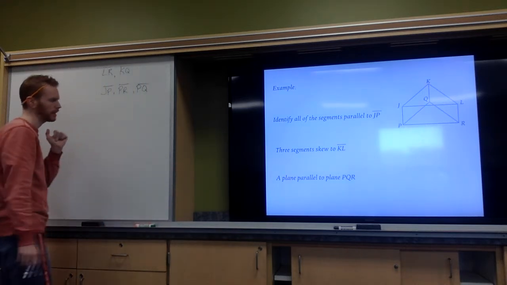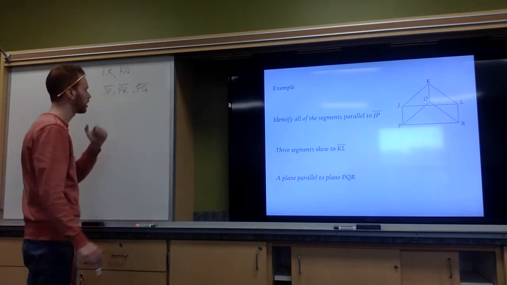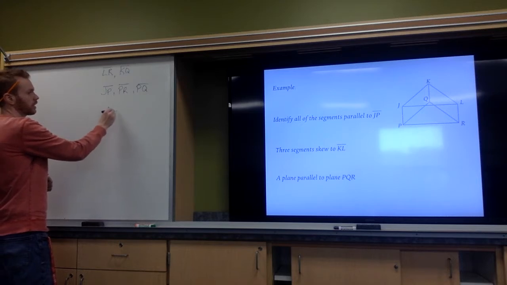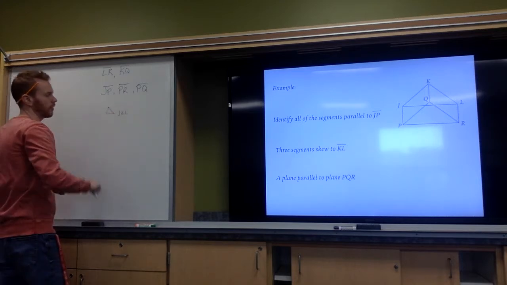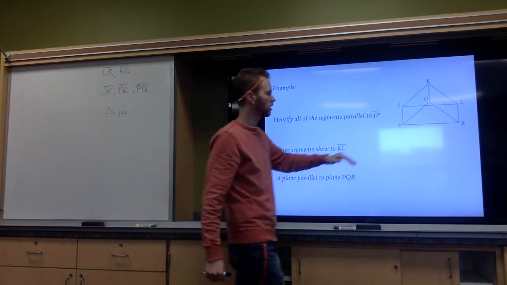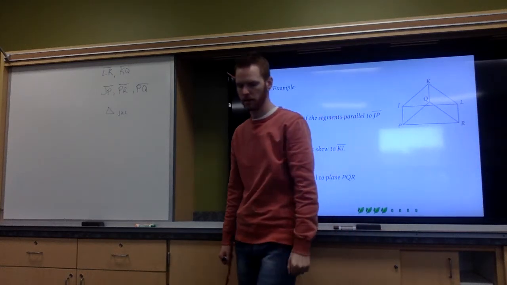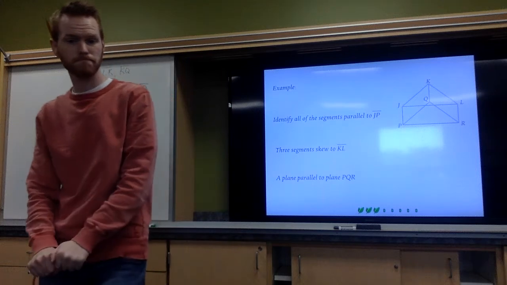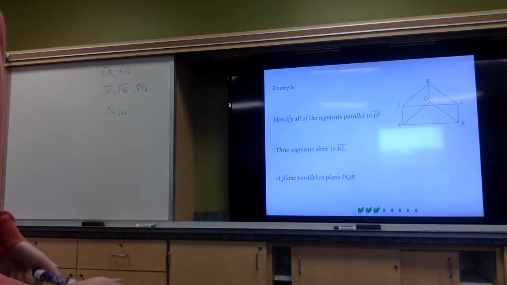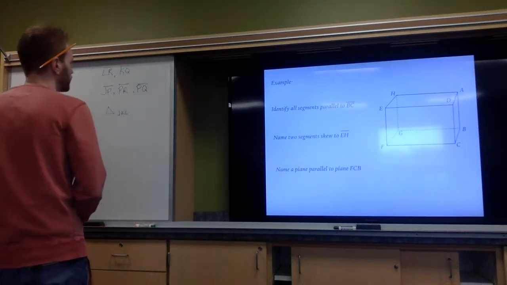And the last one, a plane parallel to PQR, that's the bottom of it. So that would be what? Triangle JKL. That would be parallel to the sky. The top part of the prism, right? The bottom part, top part, they will be parallel to each other. Okay? All right, let's try another example here.